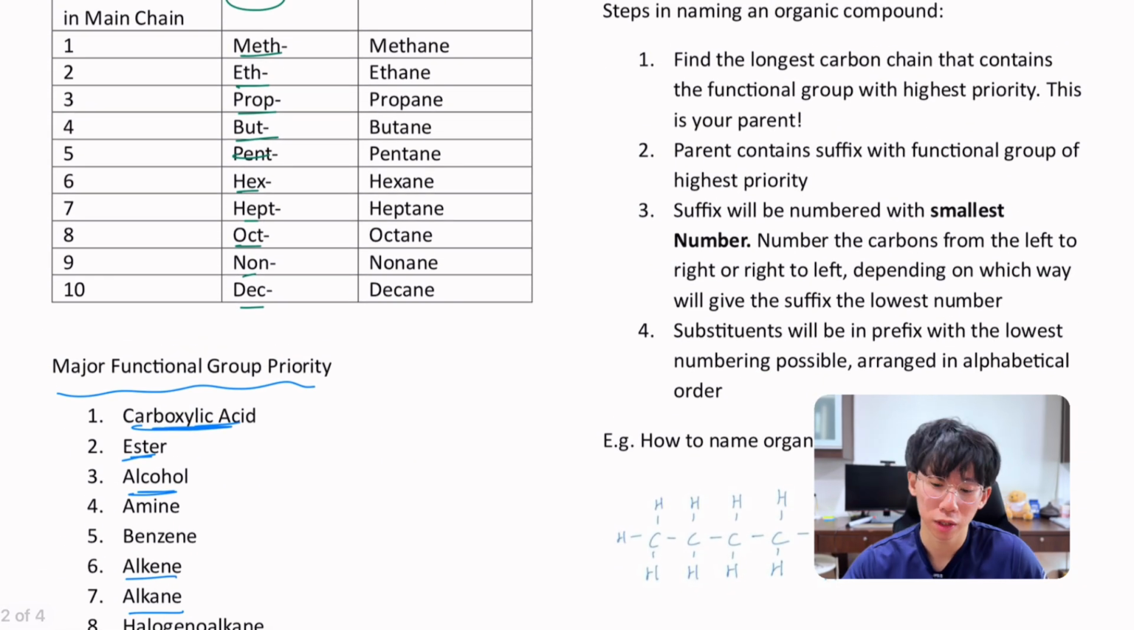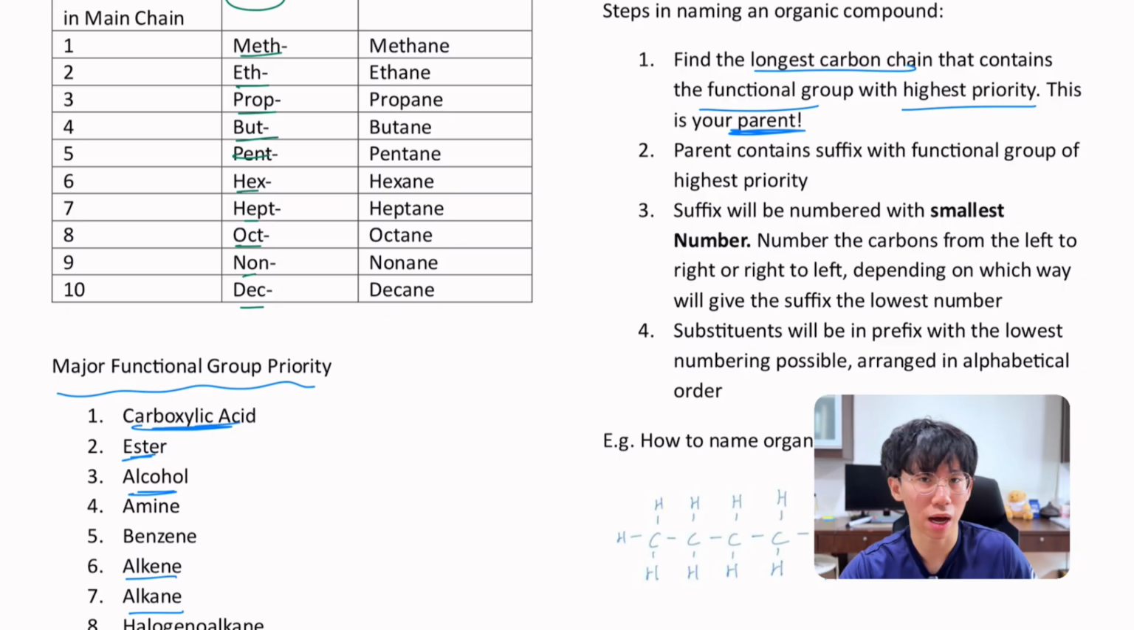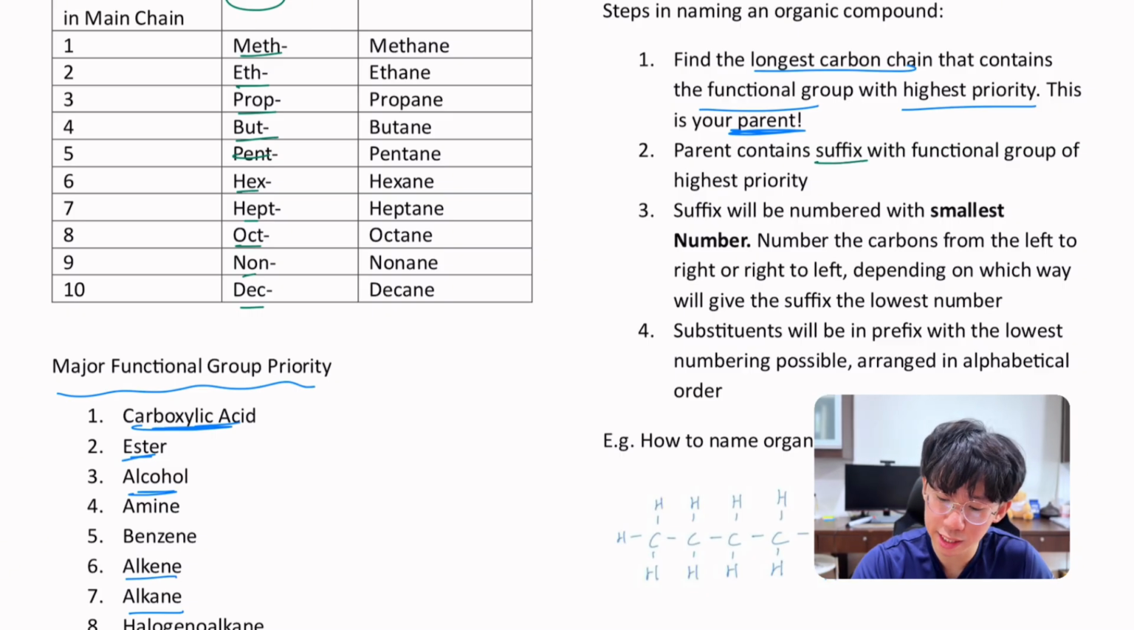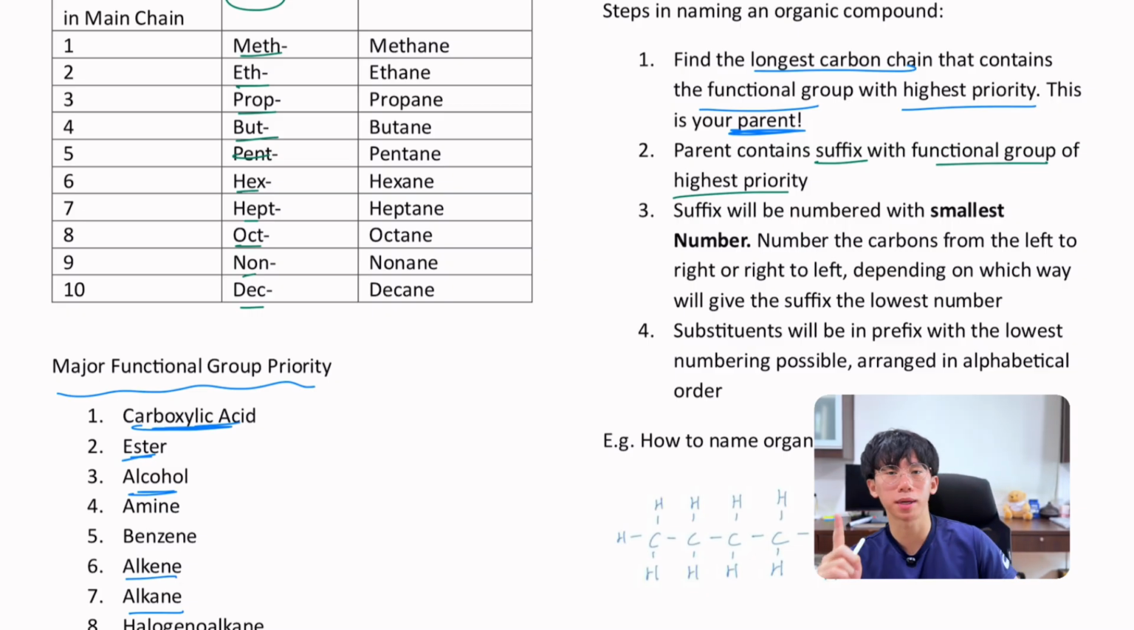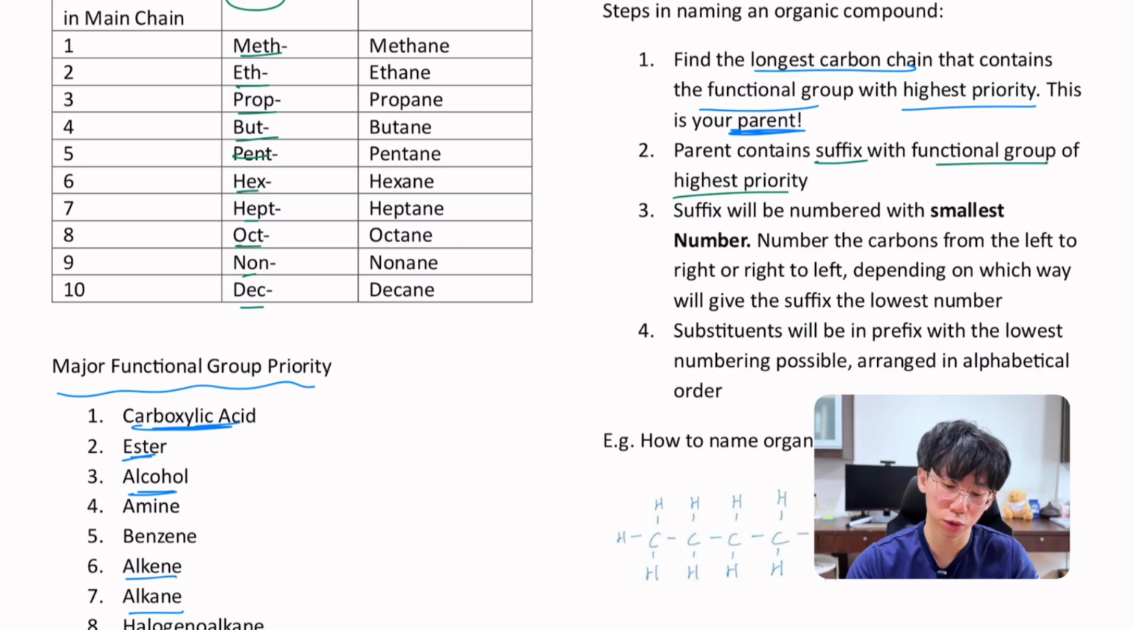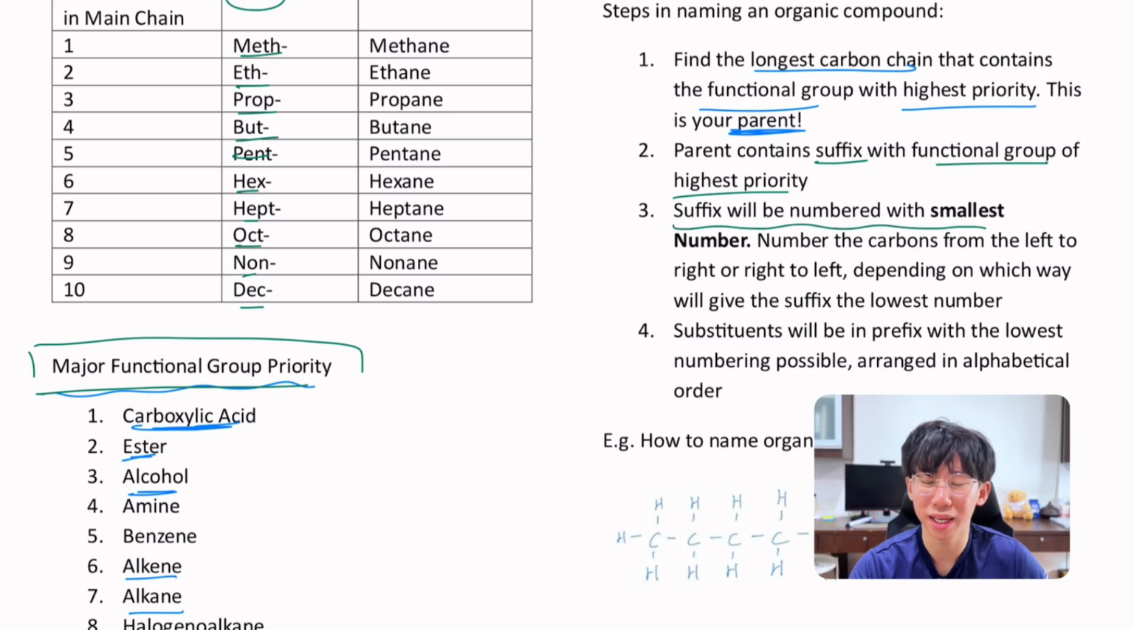So as I mentioned, you always want to find the longest carbon chain first that contains the functional group with the highest priority. This is your parent. We always start with the parent. Next, the parent will contain the suffix with the functional group of the highest priority. How do we tell which functional group has the highest priority? We look at the list on the left, which shows the major functional group priority. Then your suffix will be numbered with the smallest number.